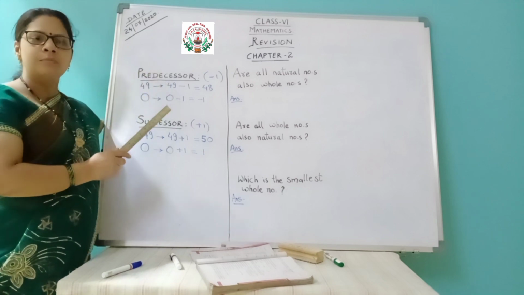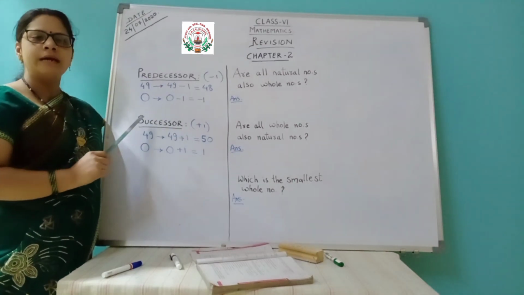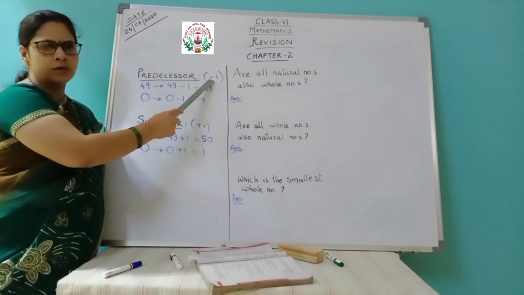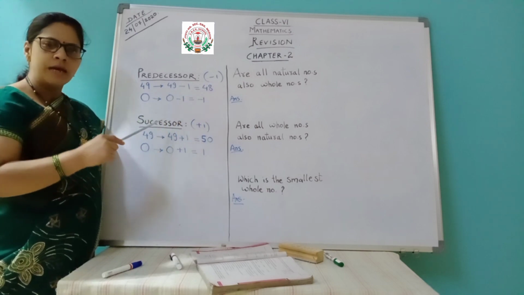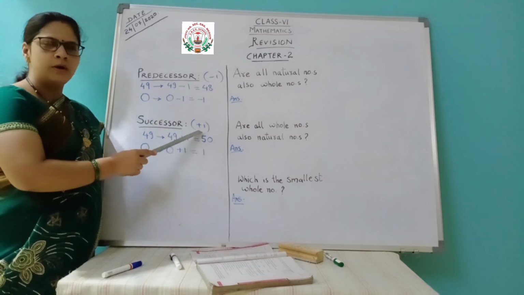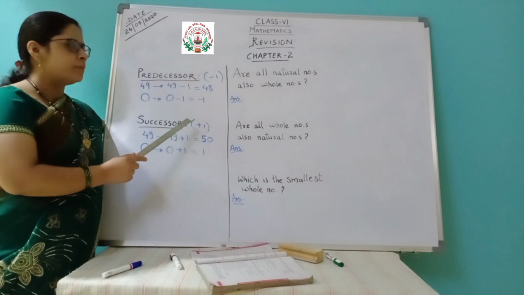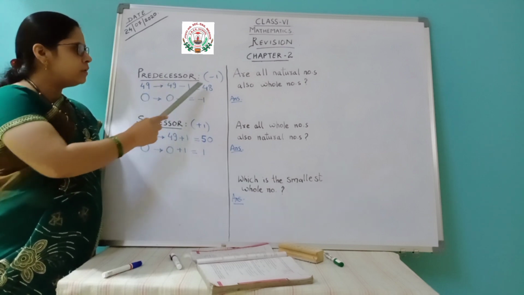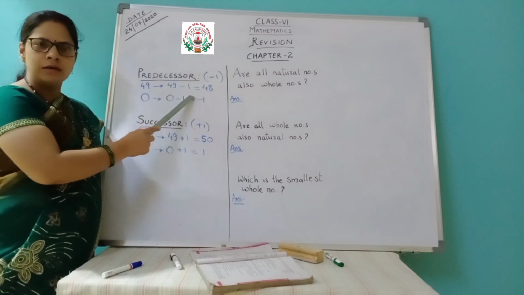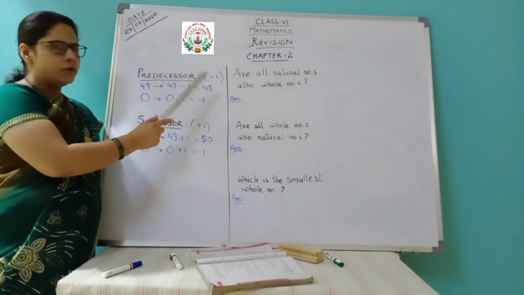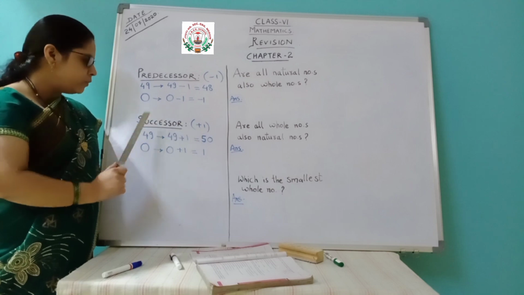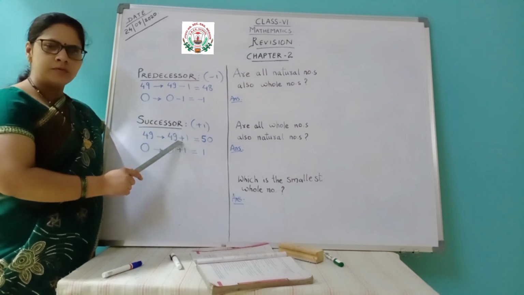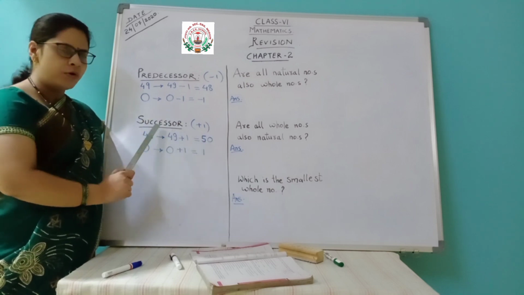Predecessor means the number coming before. How will you get that number? By doing minus 1. And successor means coming after. How will you get that? By doing plus 1. For example, we are taking number 49. How will you get the predecessor? By doing minus 1. That is 49 minus 1 is 48. Okay. How will you get the successor? By doing plus 1. So 49 plus 1, 50 is the successor of 49.